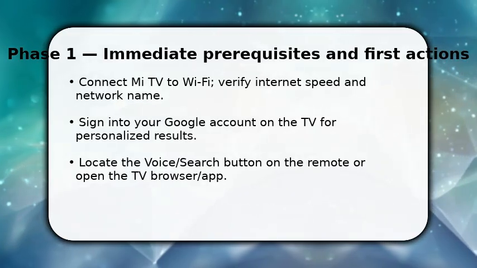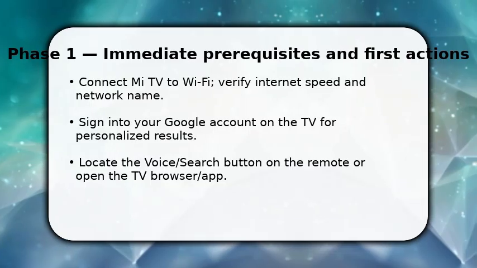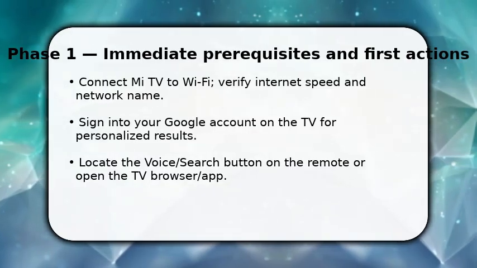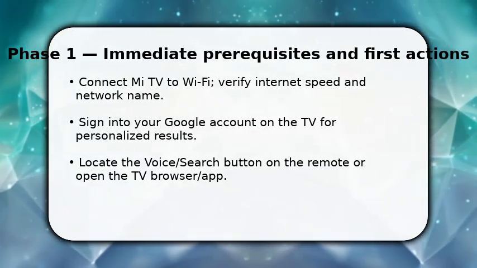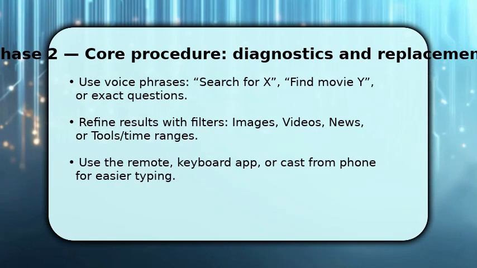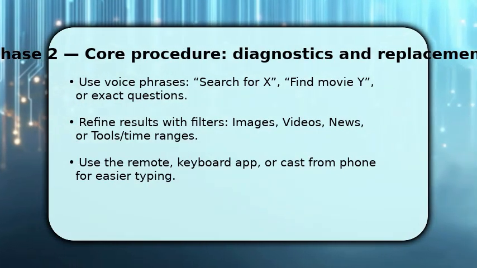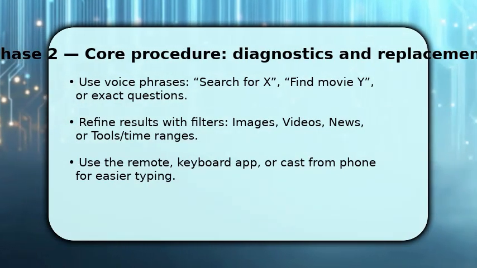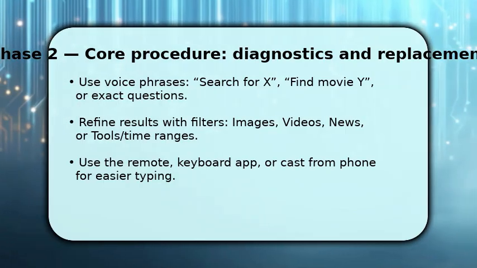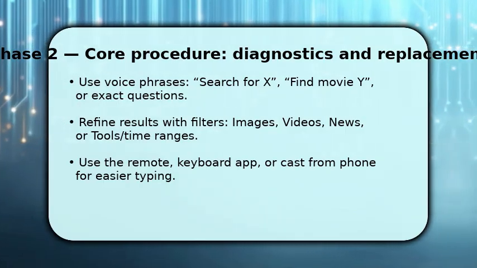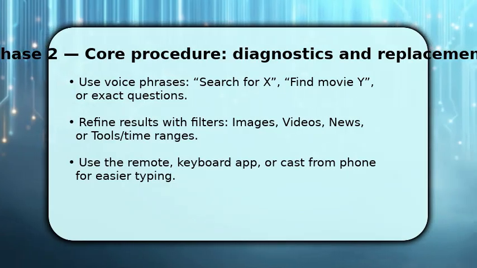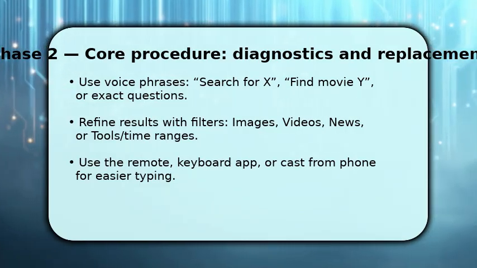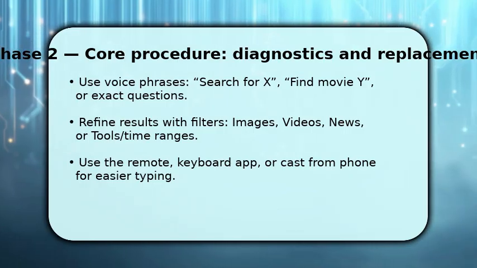These are essential actions, so do them first, because they let you move straight into precise searches without delays or extra setup steps. Now perform the search. Speak natural phrases like "search for sci-fi movies 2023" or type a full question when you need precision. Once done, refine results by switching to videos or images or use the tools to filter by time.